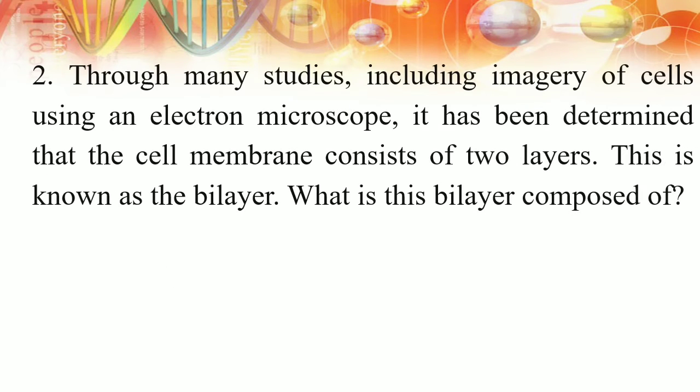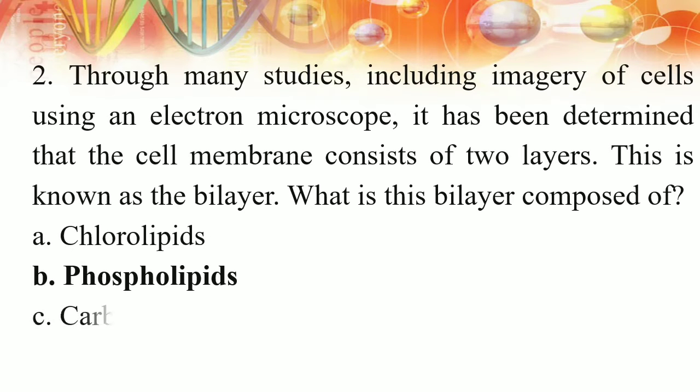Number 2. Through many studies, including imagery of cells using an electron microscope, it has been determined that a cell membrane consists of two layers. This is known as the bilayer. What is this bilayer composed of? A. Chlorolipids. B. Phospholipids. C. Carbolipids. D. Talolipids. The bilayer of the cell membrane is called phospholipid, which is arranged in two layers, turned oppositely, having the lipid-soluble tails facing one another.